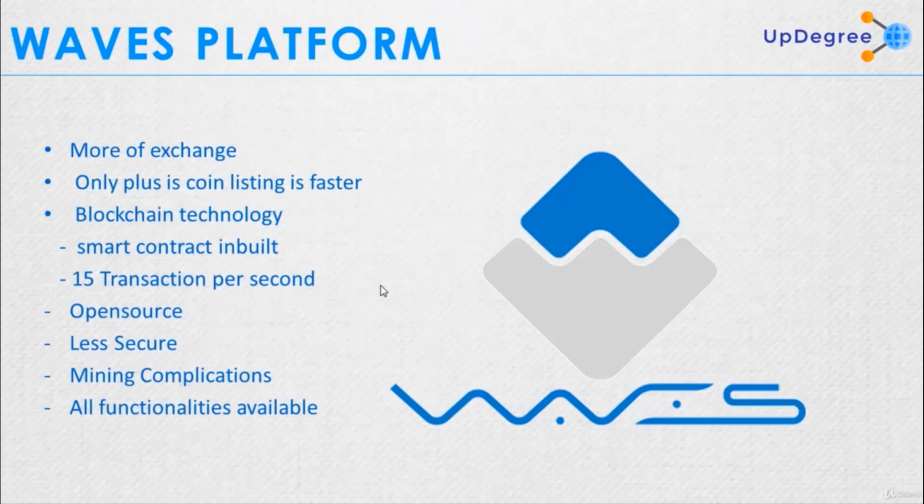The Waves platform is more of an exchange. The main thing is that coin listing is faster, and it has blockchain technology with smart contracts built in. But it's 15 transactions per second, which is very little, and it's open source, less secure, and has mining complications. All functionalities are available. This is a picking-up platform, but it has its own issues in terms of agreeing to the whole exchange. It's more of an exchange, not just a platform.